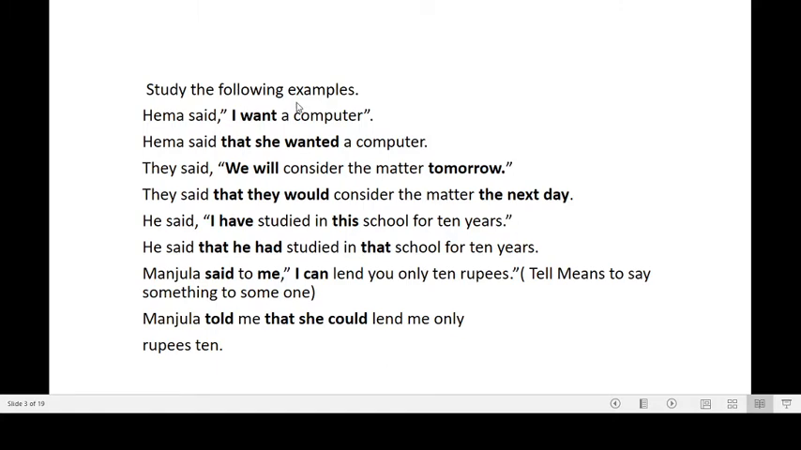Now study the following examples. Now let's look at this example. Here you see Hema said. Here the other person's name is not given. We don't know to whom this statement is addressed. You should understand. And you look at this sentence. I want a computer. It is a statement. So it is an assertive sentence.